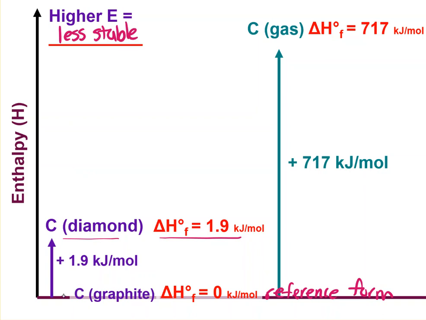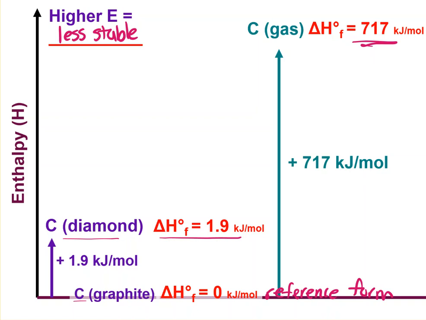So what that's saying is our reference form is more stable than the diamond form. And then over here, I put, well, what if we had carbon in the gas phase? Well, you guys probably know that that's not very stable. Carbon is not usually in the gas phase. And so that's why it's way up here at the top, that the reaction to take the reference form and make the gas is going to require a lot of energy, and so that's why it has a very high heat of formation.